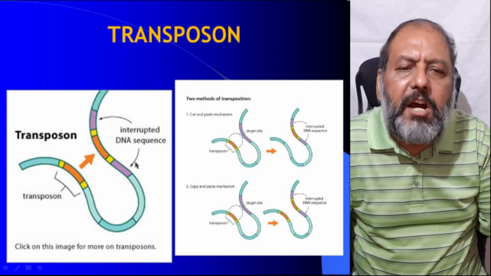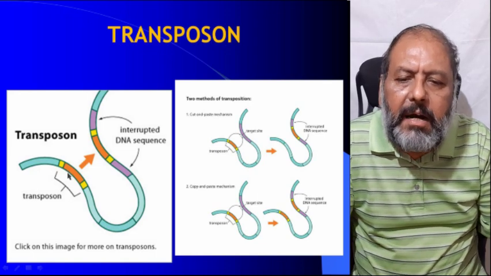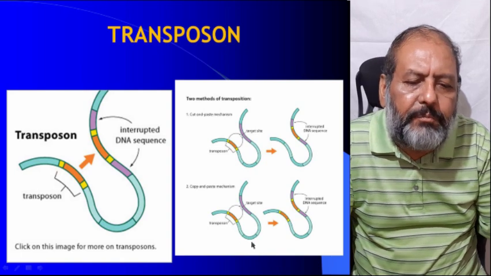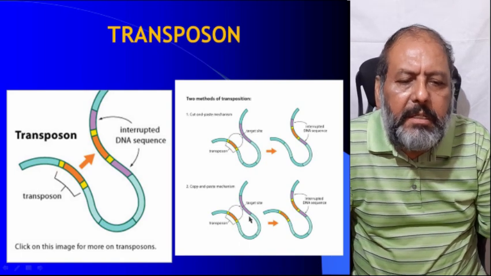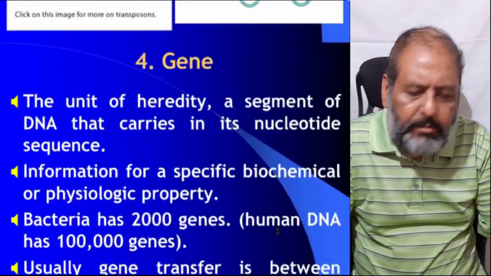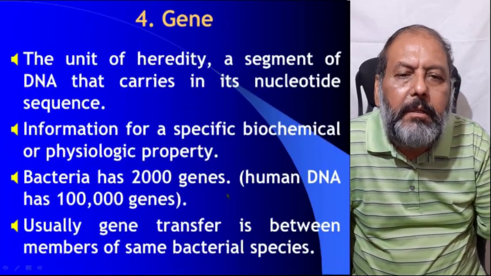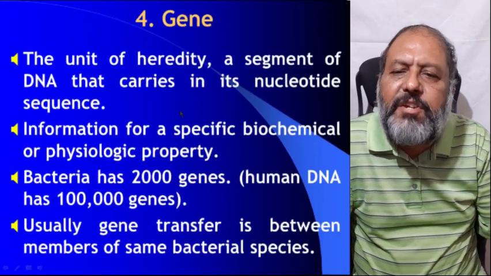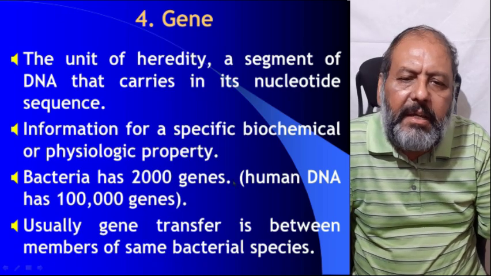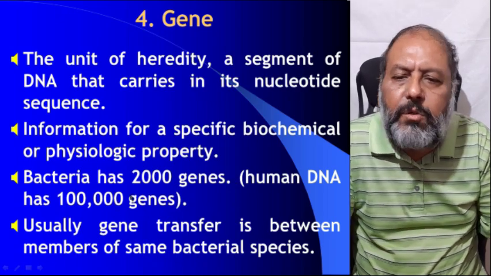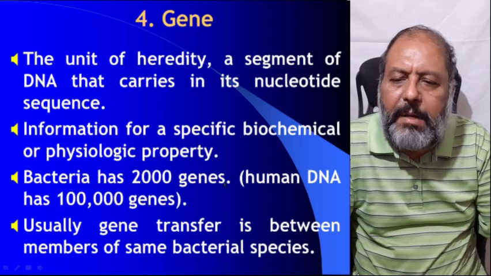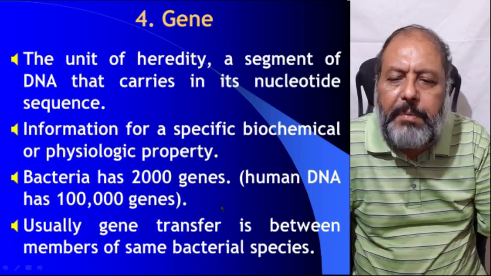So this transposon, that are the pieces of the genetic material transferred from one part, either of the same part of the chromosome or from the chromosome to the plasmid. The number 4 is the gene. The unit of heredity, a segment of the DNA that carries in it the nucleotide sequence.